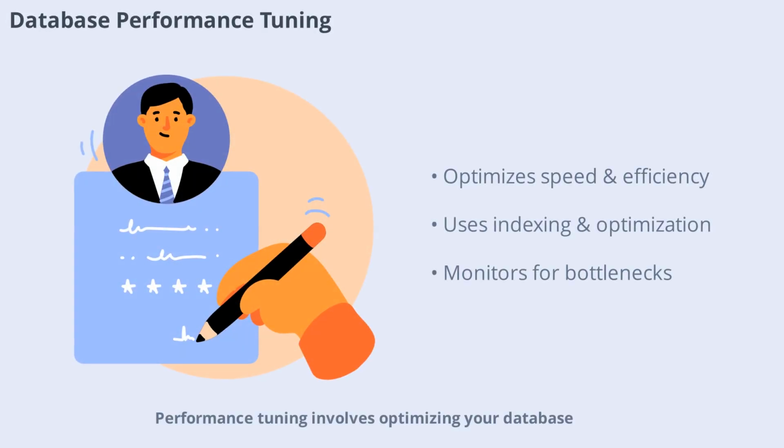Performance tuning involves optimizing your database to ensure fast and efficient operations. Techniques include indexing, query optimization, and hardware upgrades. Regular monitoring and analysis help identify bottlenecks and areas for improvement. A well-tuned database delivers better user experiences and supports growing data needs.